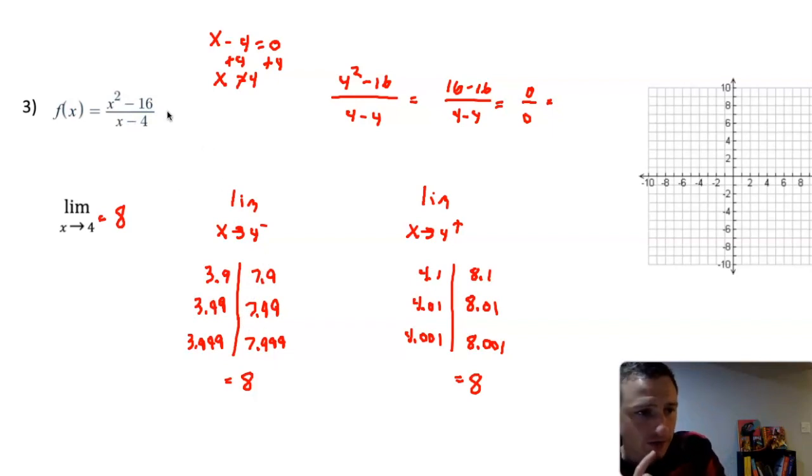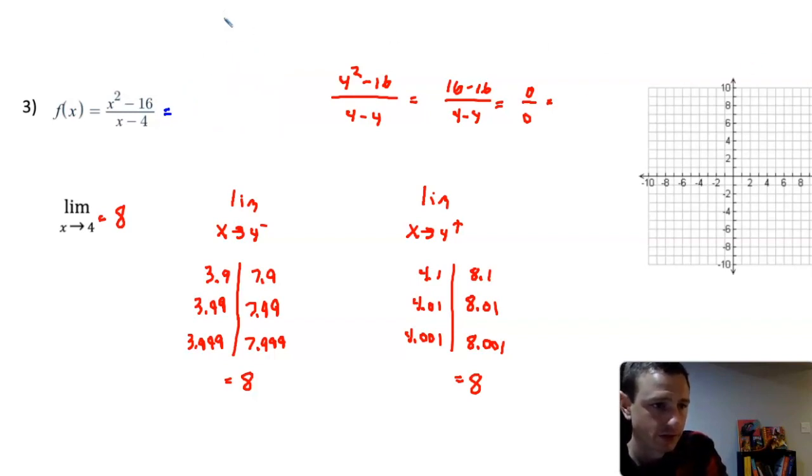Now, another thing that we want to make sure we're doing at the beginning of this, moving forward, is if we can factor, we should factor, because you'll see something that happens here. So factoring, I have x squared minus 16 over x minus 4. X squared minus 16 is a difference of two squares. So I'm going to factor that to x minus 4 and x plus 4. Remember, x cannot equal 4, as we established.